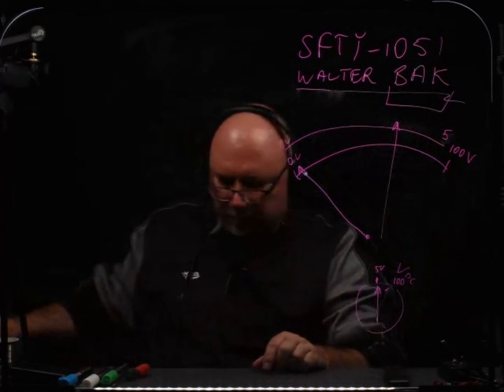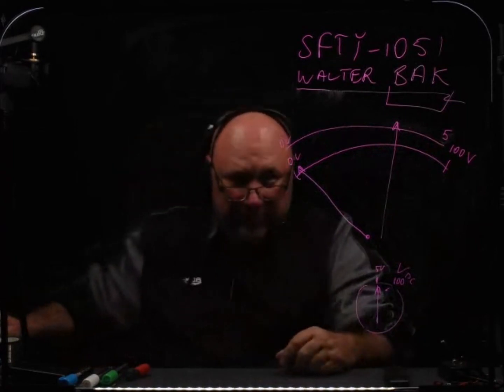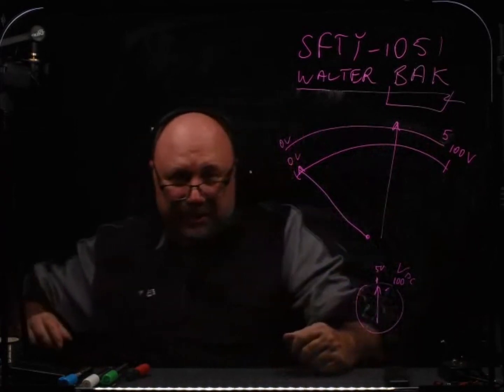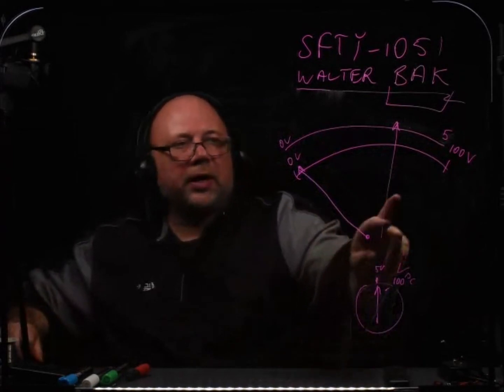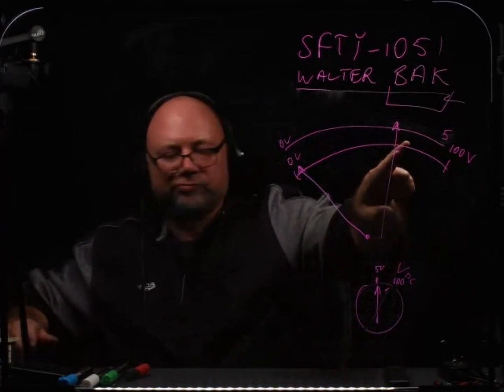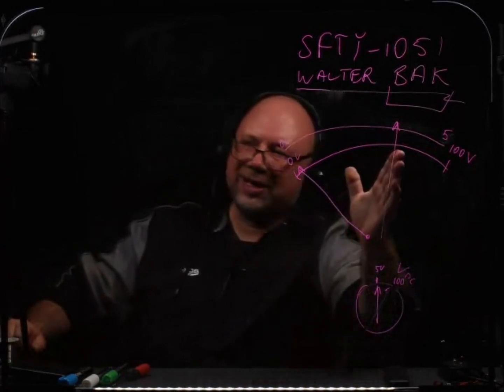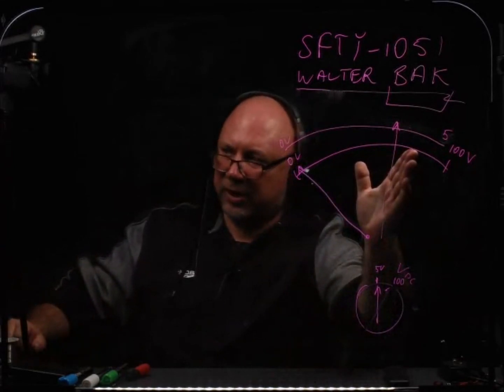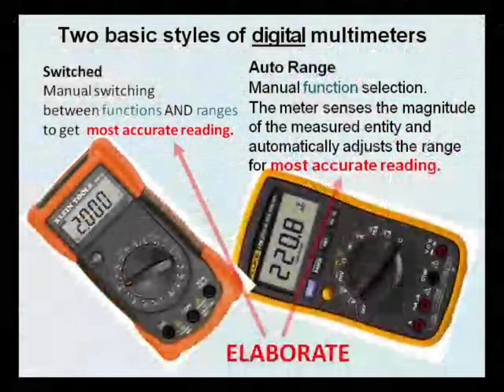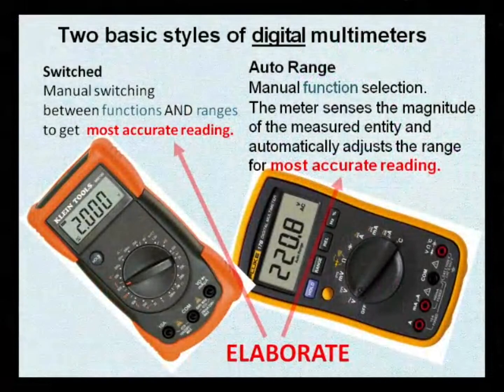This is something to do with using analog meters, but the digital meters work just the same. You want to have your voltage or your current or whatever you're measuring as close to the end of the range that you selected to get the most accurate reading. Okay.